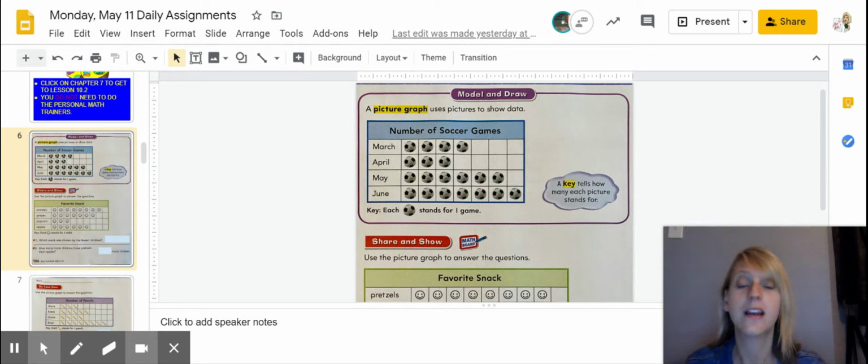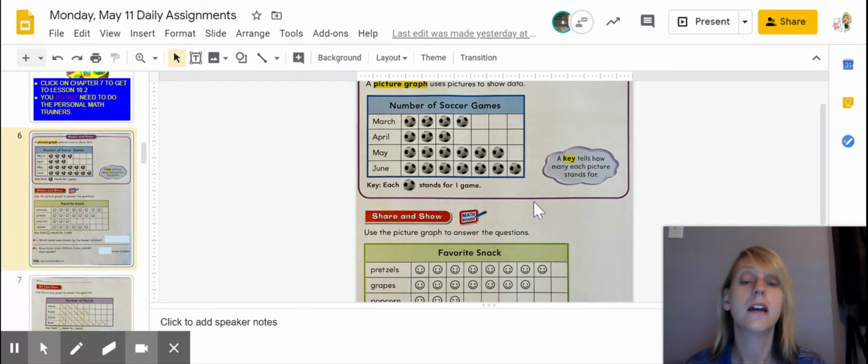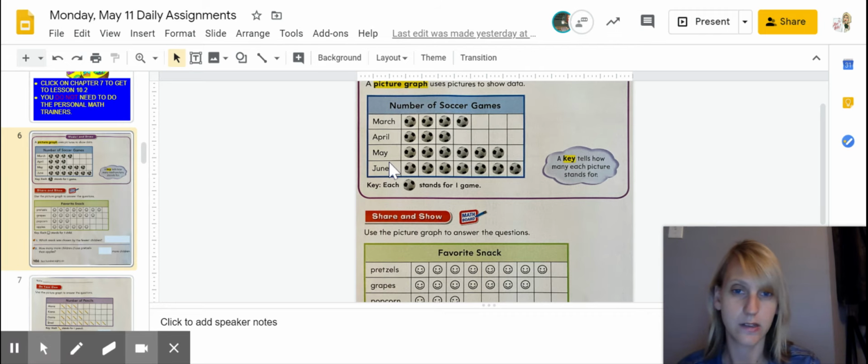So I'm going to be on slide 6 today, and looking at it, just like Mrs. Candelaria was saying, a picture graph uses pictures to show data. She went over soccer games with you. So here's your little example, and then this is our key. A key tells how many each picture stands for. This is how many soccer games were played in 1 month. This is our example up here.